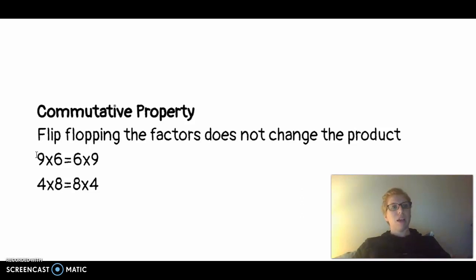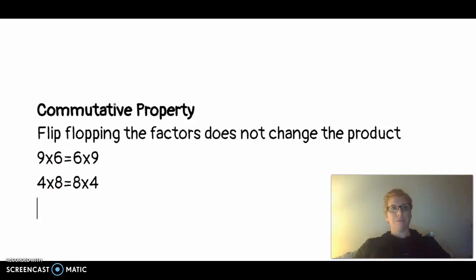I have some examples in front of us. I have 9 times 6. This is the same as 6 times 9. I can flip-flop those factors and I get the same answer. Same thing with 4 times 8 and 8 times 4. Both of them equal 32. I am just flip-flopping the factors.